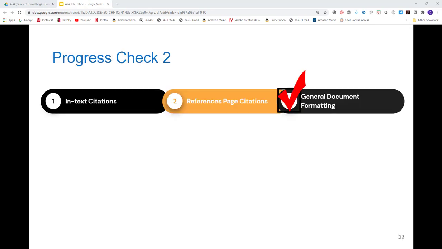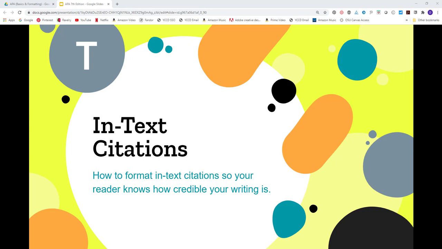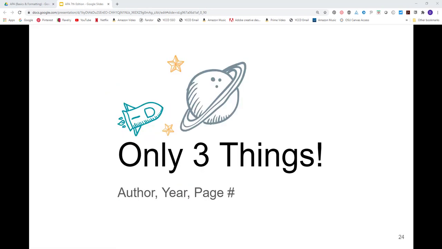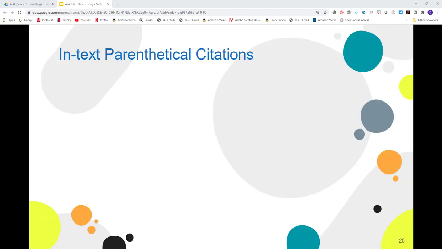Now that we've introduced you to document formatting and reference page citations, let's move on to in-text citations. In-text citations highlight the evidence you are using to support your ideas, which makes your work more credible. It also ensures that you are not taking credit for the work others have done before you. There are only 3 components you need for in-text citations: author, year, and page numbers. For the 3 components, you do have some options in how you present that information.